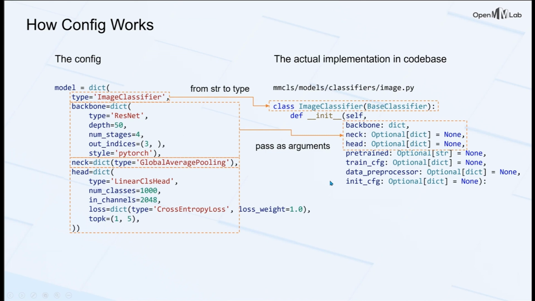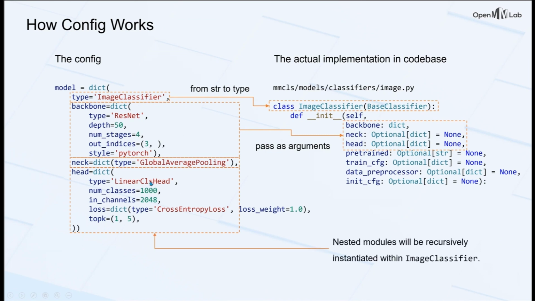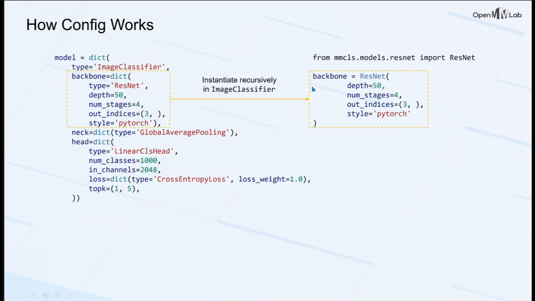These nested dictionaries will be recursively built and instantiated within the image classifier. Just like this, for example, this ResNet config will be built into an actual ResNet module within the image classifier.